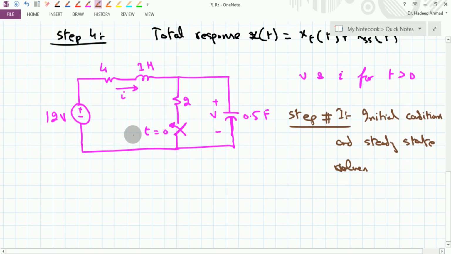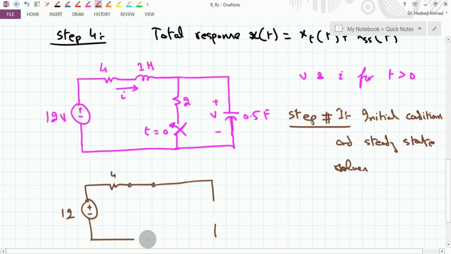From this particular circuit, if this switch is open for a very long period of time, then I can redraw this circuit as: inductor replaced by a shorted path. This path is open, and here this capacitor is replaced by an open circuit. So this is V0 negative, this is I0 negative, and this is the equivalent circuit.